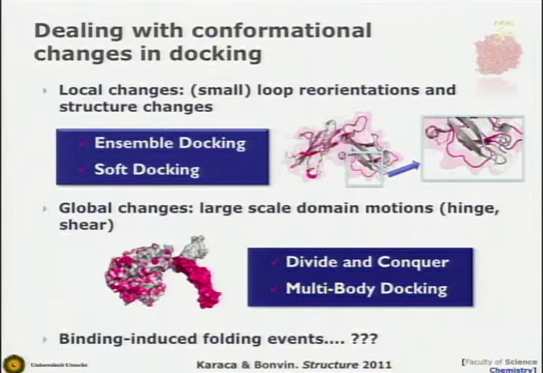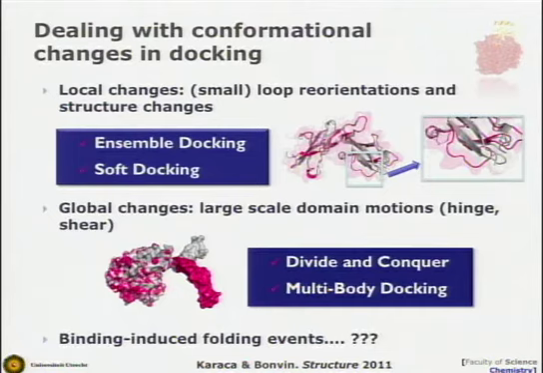And then you have global changes, and here there are different kinds of motions. So you have large-scale domain motions, and this is one illustration here. You see a protein in its free form and in its bound form, so free in solution or in a complex, and you see that one region of the protein is undergoing a large conformational change, but the domains themselves are not changing that much. So these are global domain motions. For these kinds of conformational changes, you can follow this divide and conquer approach, so cutting the structure in pieces and doing a multi-body docking.